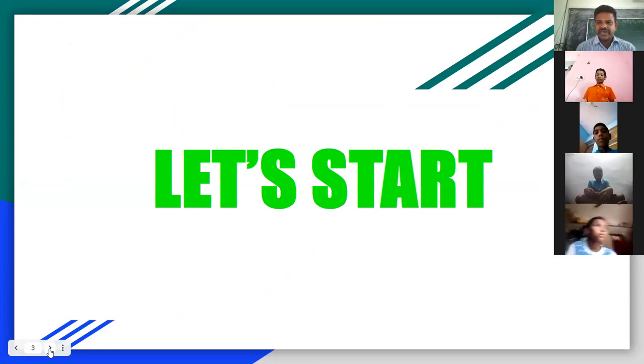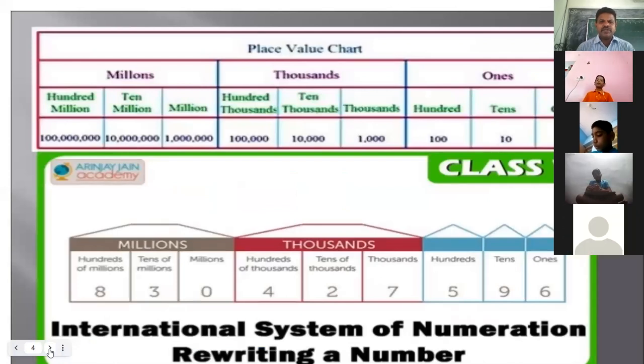What is the topic we have learned? First of all, we just learn about the formation or international system. Okay, international system we'll just discuss. Then after we'll go for formation of numbers. So this is about place value chart.